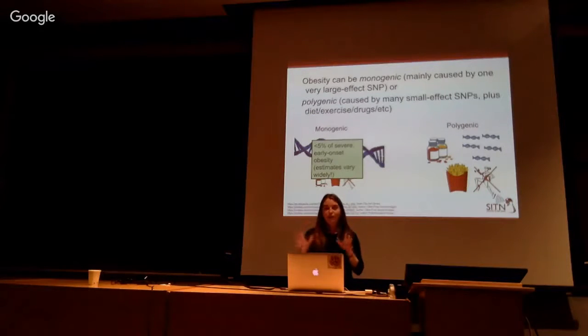Okay, and just to put a number on this, take this with a massive grain of salt because it's extremely difficult to estimate these numbers correctly. But I would say that something like less than 5% of severe and early onset obesity would qualify as monogenic. So it's very, very rare to have monogenic obesity. The vast majority of the time, obesity is polygenic.